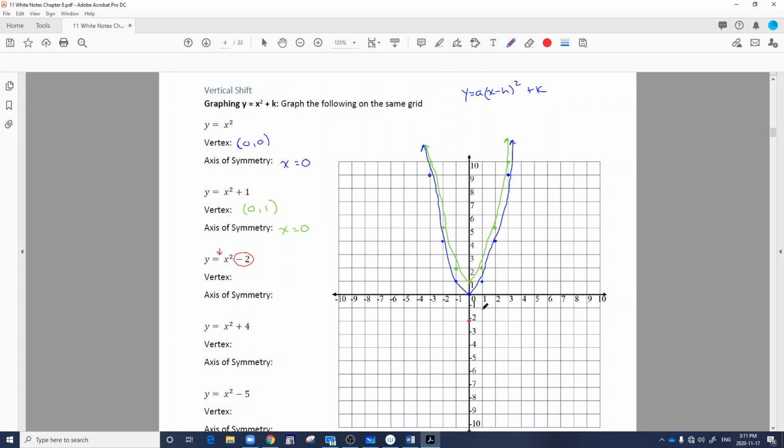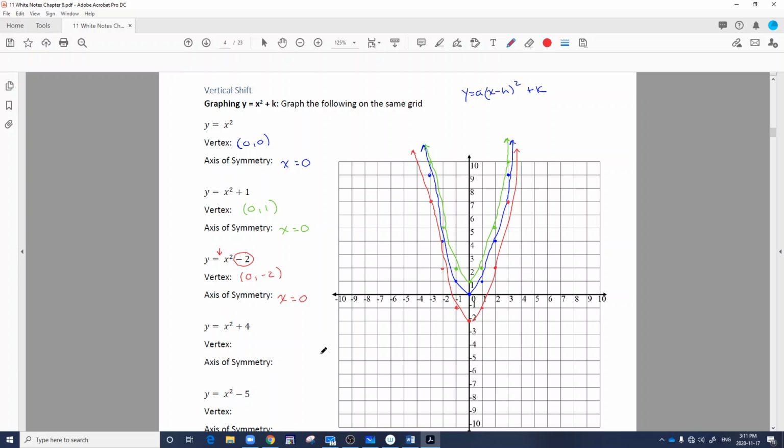From the vertex, over 1, up 1. From the vertex, over 2, up 1, 2, 3, 4. From the vertex, over 3 and up 9. And then I'm going to mirror those points on the other side. So this red graph is the exact same shape. I wish I could do a better job going through those dots, sorry. The red graph is the exact same shape as the blue graph, the exact same shape as the green graph. The only difference is that your vertex is down here at (0, negative 2). Axis of symmetry, still x is equal to 0.